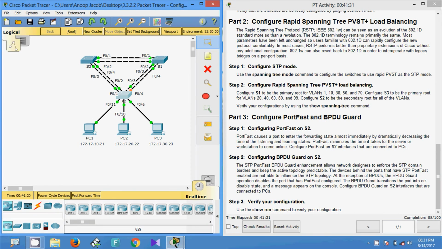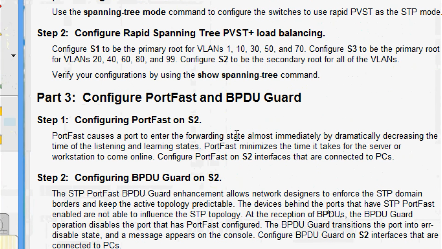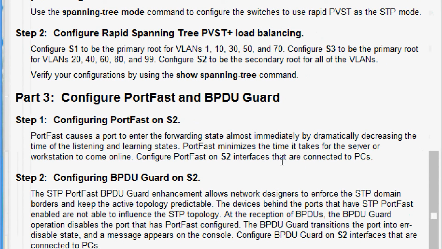Right. Now we will come to part 3, configure port fast and bpdu guard. That's step 1, configuring port fast on S2. Port fast causes a port to enter the forwarding state almost immediately by dramatically decreasing the time of the listening and learning states. Port fast minimizes the time it takes for the server or workstation to come online.